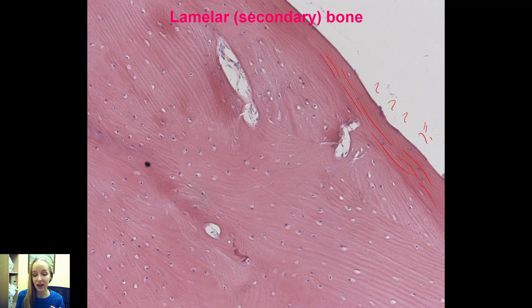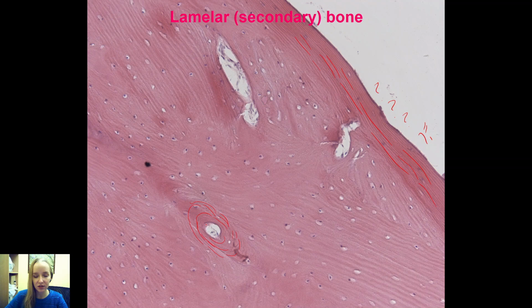But this is a slide that was created from demineralization. So we can see the high eosinophilia of the collagen. And these are sheath lamellae, and sometimes they are concentrically arranged. Also these canals here.